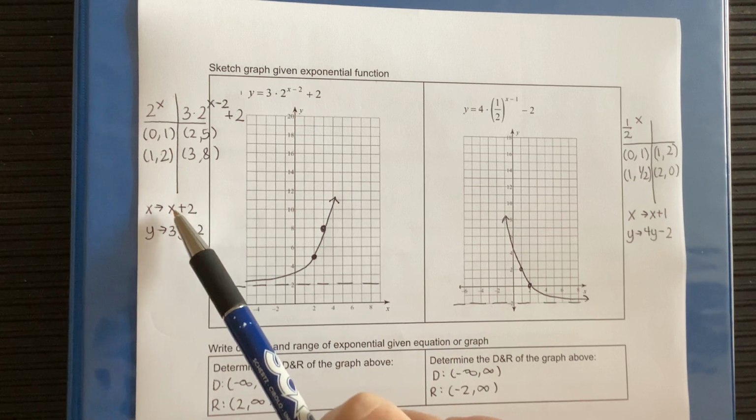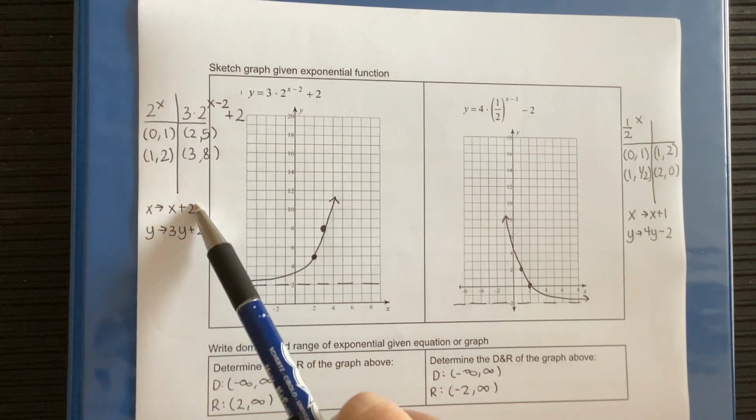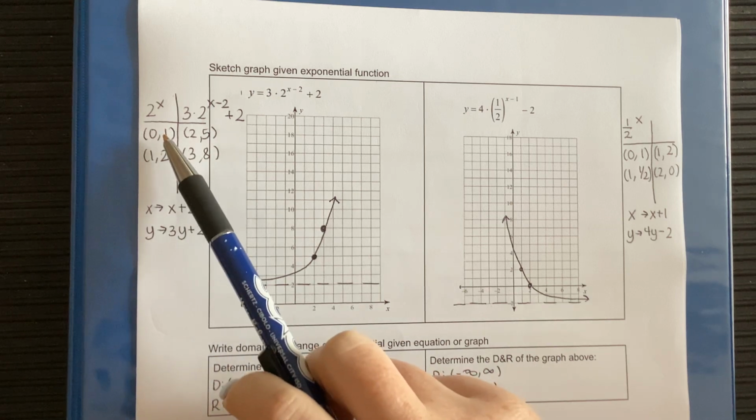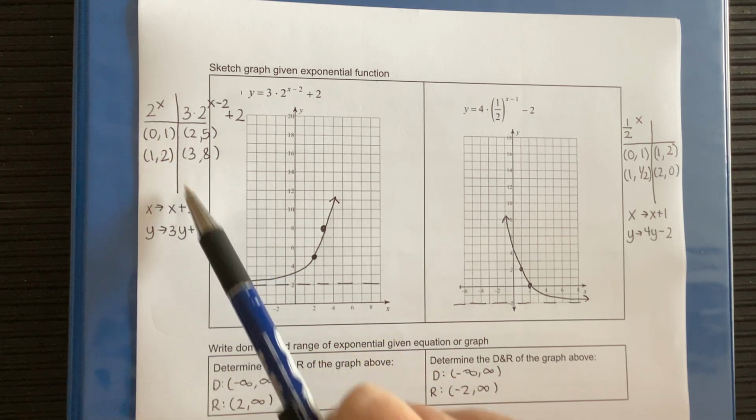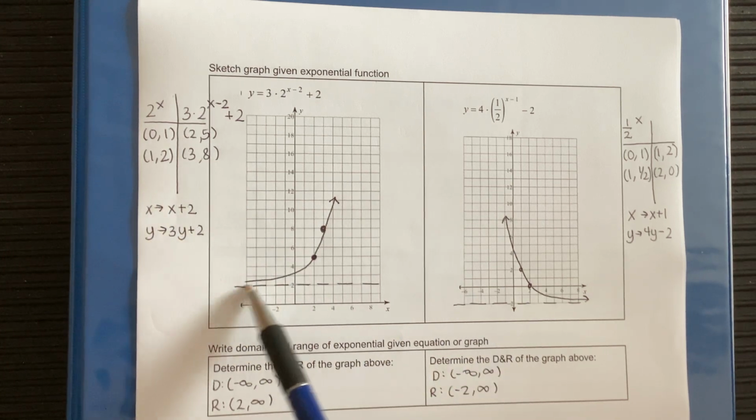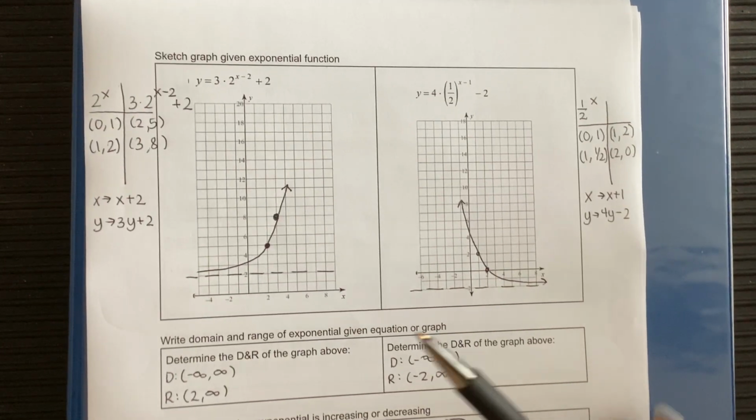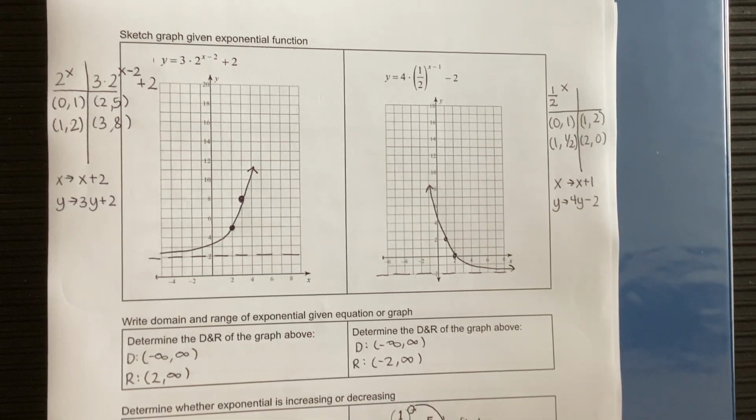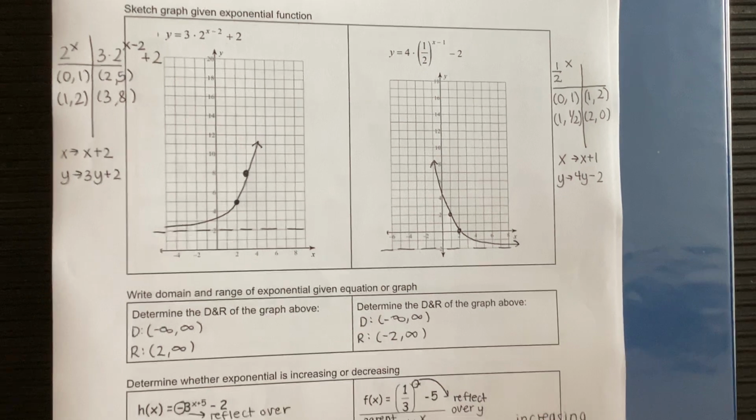So if you plug in for x's, 0 plus 2, that's 2. 1 plus 2, that's 3. Plug in your y's. 1 times 3 is 3, plus 2 is 5. 2 times 3 is 6, plus 2 is 8. Graph where your asymptote is, plot those points, and connect. Same thing happens over here on this side. You do the same thing over here. That one's just a decay, so it goes the opposite way.